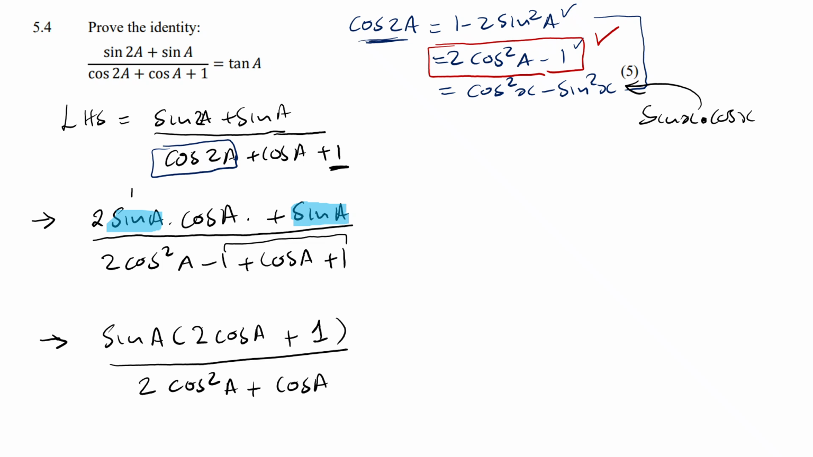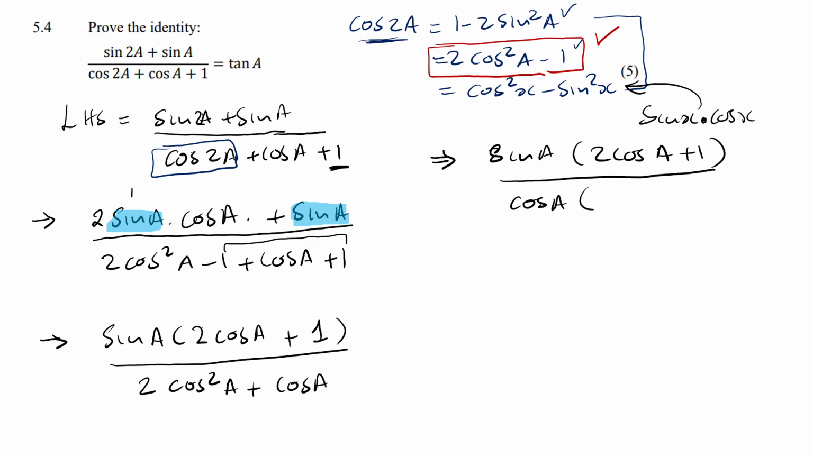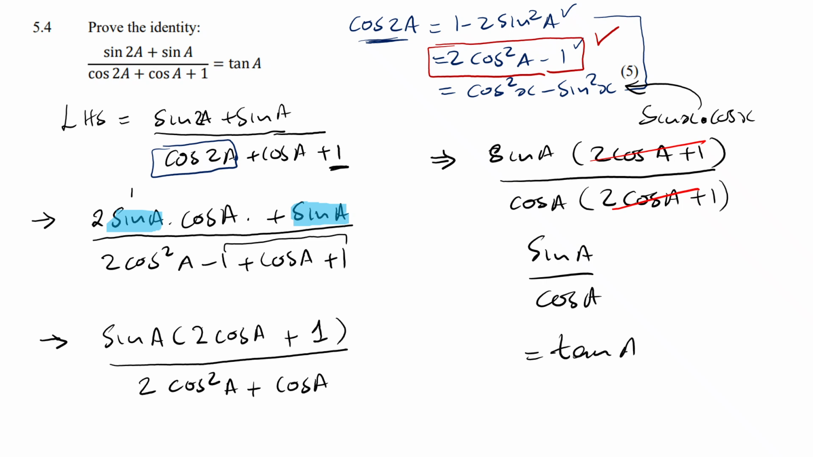Everything good so far. Do we have a common factor on the bottom? Yes, we can also take out the common factor. On top, I still have sin a times (2 cos a plus 1). On the bottom, the common factor is cos a, and I'm left with 2 cos a plus 1. Look at this: these two cancel. This leaves us with sin a over cos a, which is just tan a, which is what we are looking for.